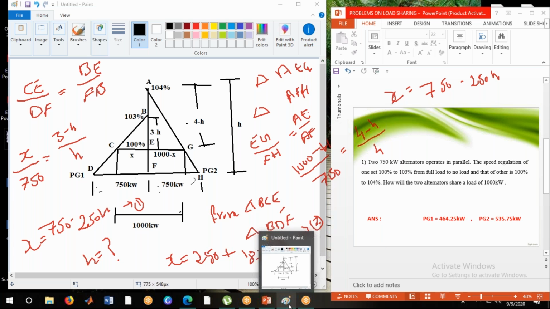They only give the data: what is the capacity of the generators and what is the speed regulation. Based on that, we have to find the distance, that is, height, using the height and distance formula. Okay. So if we want to find the X, that is the generation by 1 and 2, we first need the H value.